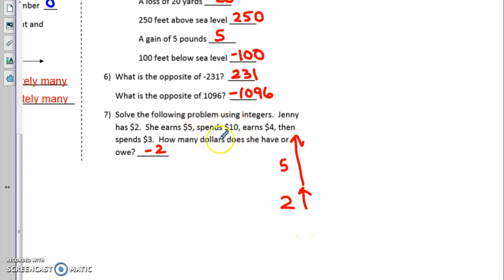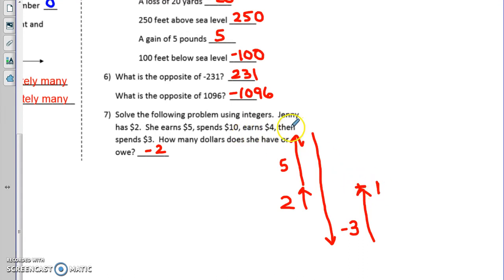Now, I know this can't really happen, but what if she was to spend 10? All $7 that she had is now gone, and she's actually going to owe somebody $3 because 10 minus 7 is 3. Then she earns $4 at that point. So if you think about it, she can pay the person back $1, $2, $3, and how many does she have? She has $1 at this point, positive $1.